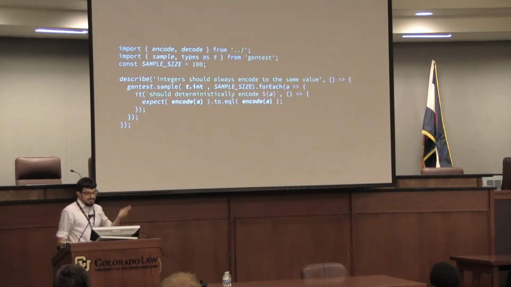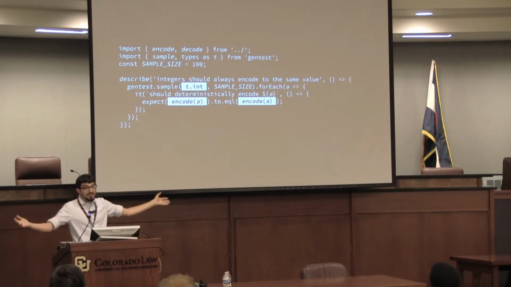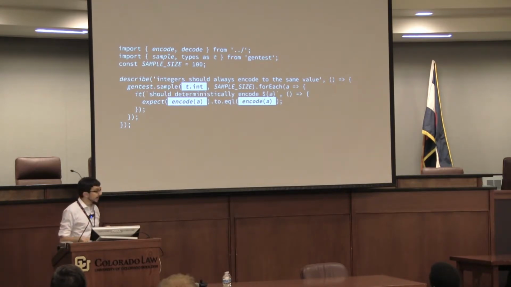So let's take a look at a test. Here's a test using Mocha and GemTest. And we're going to test a JavaScript serialization library. So this test is very simple. We're just trying to make sure that the encoder is fully deterministic in its integer serialization. And you can't see the colors very well there. That's unfortunate. So I've highlighted just the important parts. So the top one says we're sampling integers, and then we're making sure that if we encode that integer, it's the same thing as encoding it again. It will always have the same result.